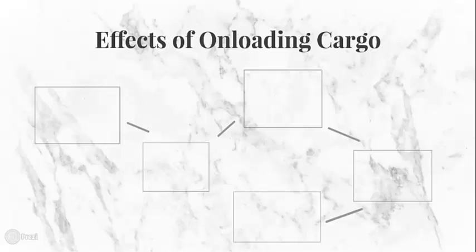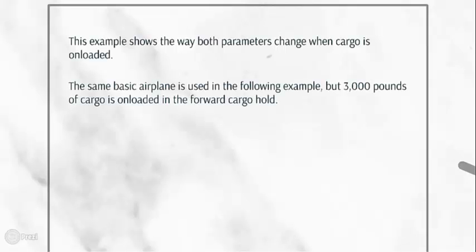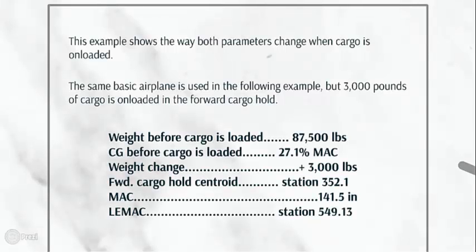Effects of onloading cargo. The previous example showed the way the weight and CG change when cargo was offloaded. This example shows the way both parameters change when cargo is loaded. The same basic airplane is used in the following example, but 3,000 pounds of cargo is loaded in the forward cargo hold. The weight before cargo is loaded is 87,500 pounds. CG before cargo is loaded is 27.1% MAC.